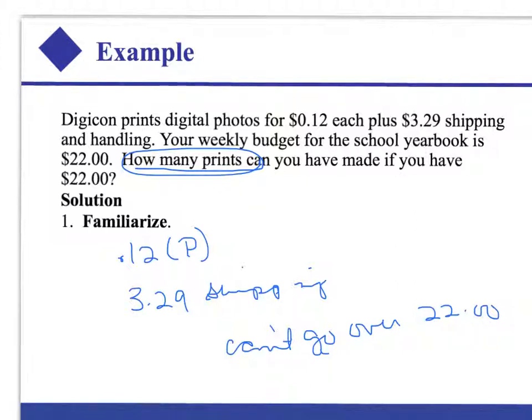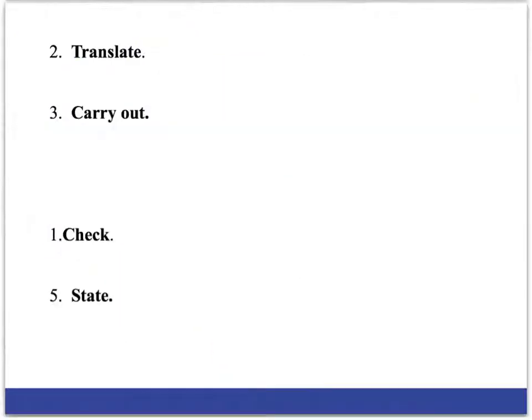So I'm going to translate that into an equation. So our shipping's not going to change. Our amount per picture is not going to change, but our number of pictures could change. That's what we're looking for when we can't go over $22. And I'm going to drop the zeros because just 22 means the same thing. So, in order to carry out, that means we work the problem. We've translated it into an equation, so now we're going to work the problem. So I'm going to subtract 3.29 from both sides.